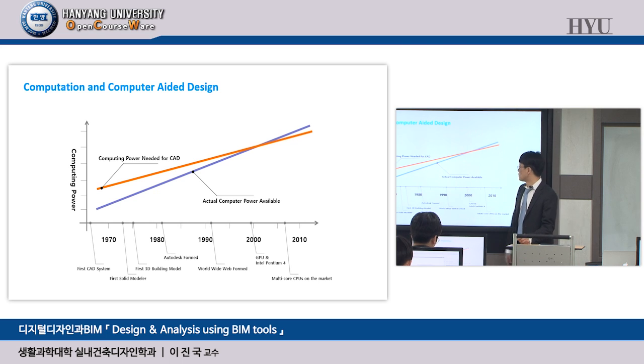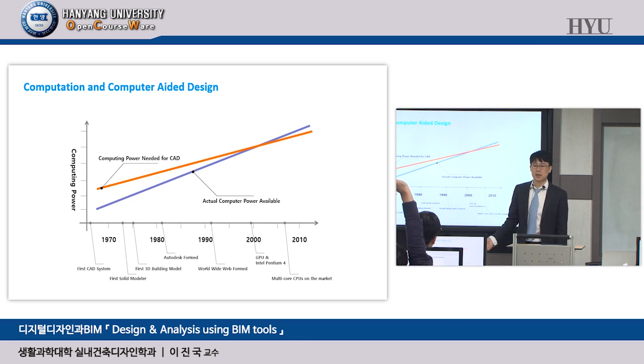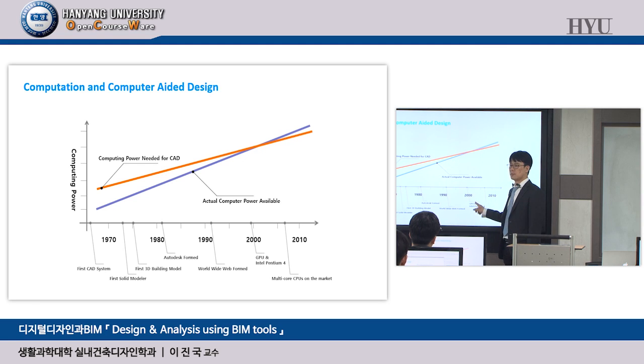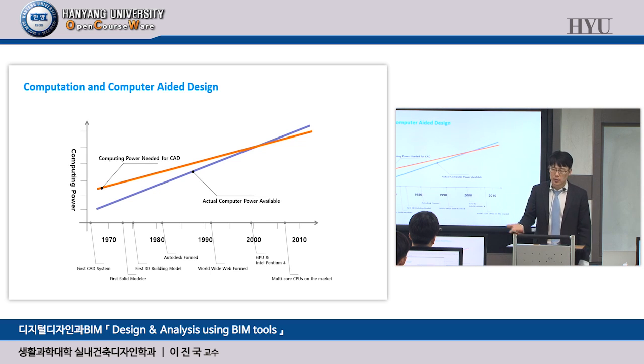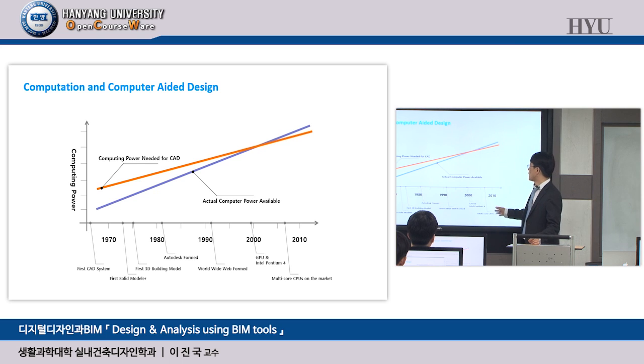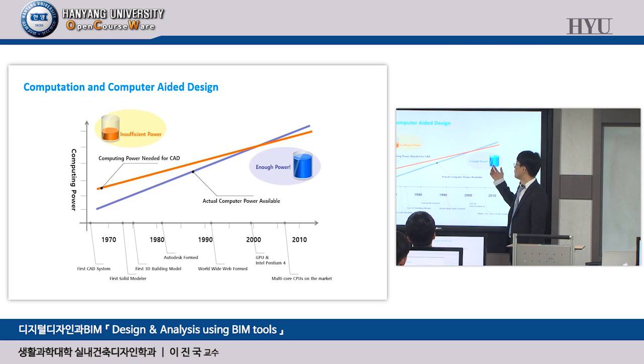So according to this historic view, what happened before and after 2000? GPU, okay? A lot of parallel computing implemented inside the graphic processor unit, and Pentium 4 and multiprocessor, multi-core CPUs available, as well as very, very cheap computer memories. So nowadays, anyone uses gigabyte memories. Actually, they don't need gigabyte memories, but now we have them. So that kind of change enabled us to use BIM.